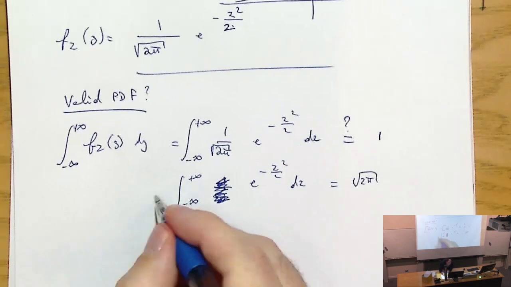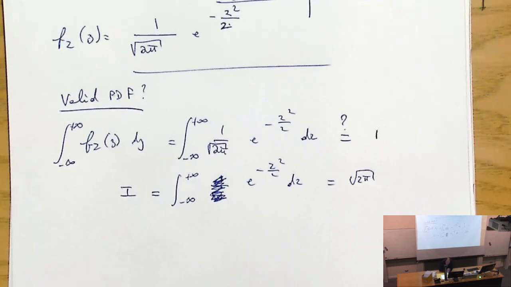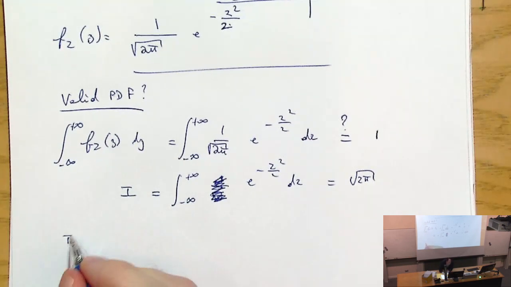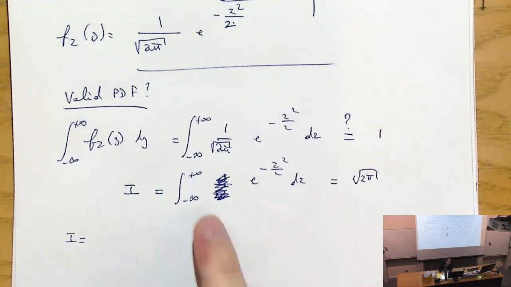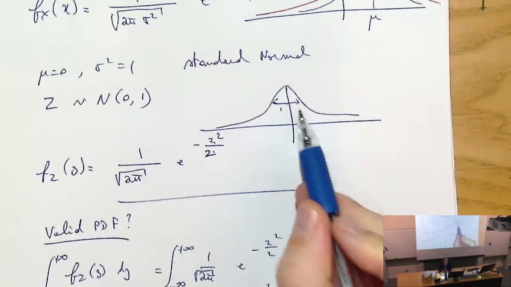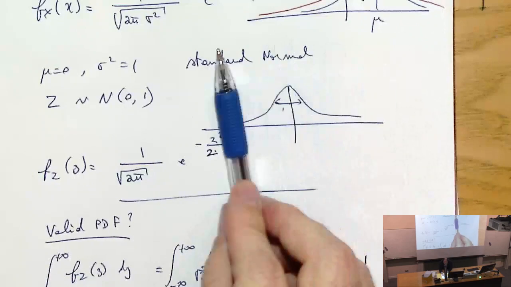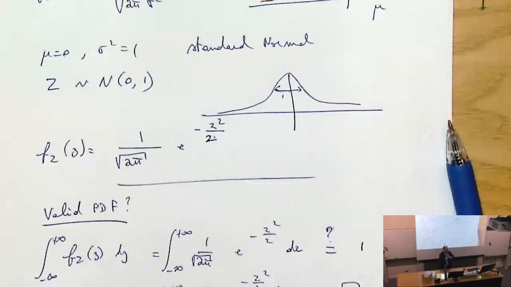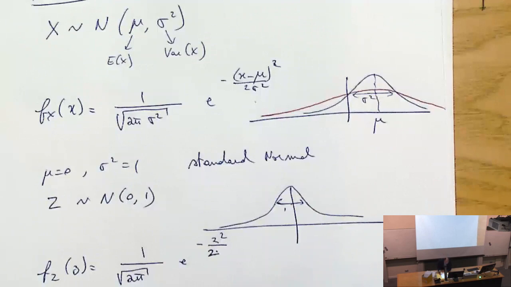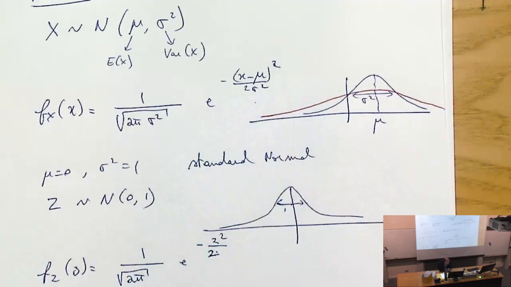And to show this, I will write this as I. This is my integral I want to compute. And I can write I as something slightly different. What is the property of a Gaussian random variable? That the PDF is symmetric with respect to 0, the positive part and the negative part are perfectly symmetric. And why does it come? It comes from the fact that you have this square here. So the positive and the negative are perfectly symmetric.